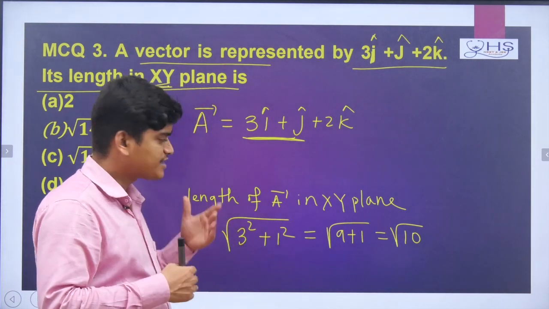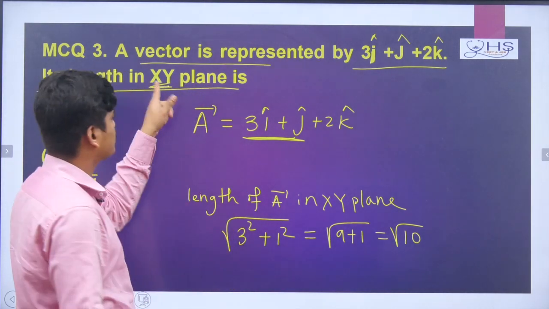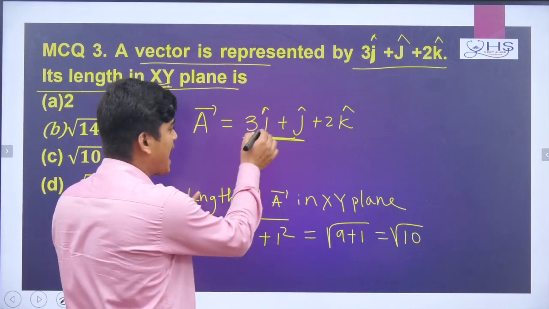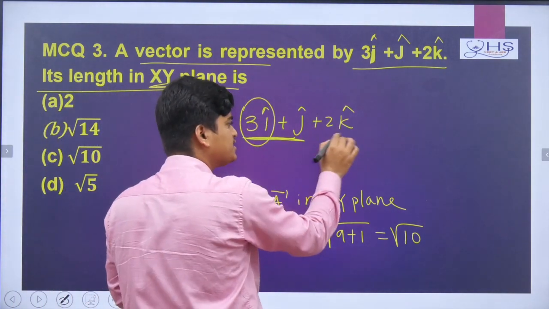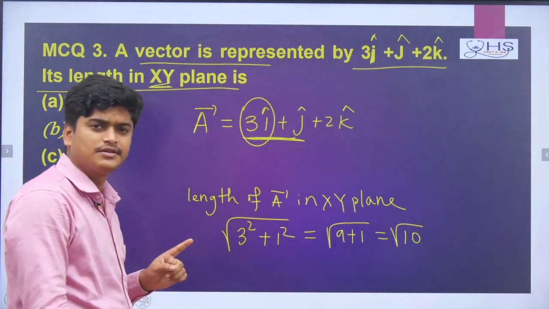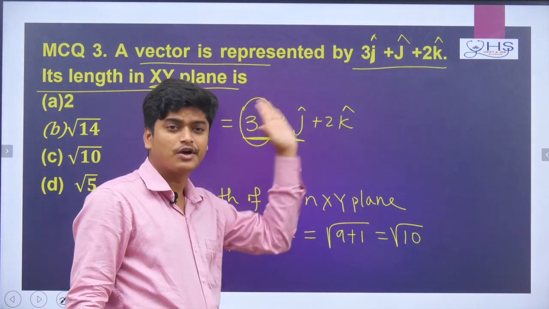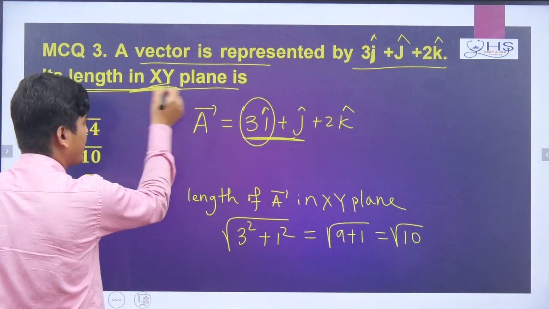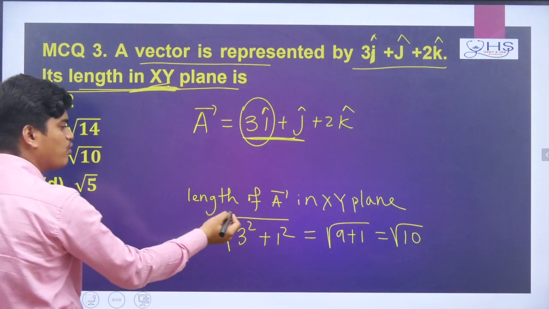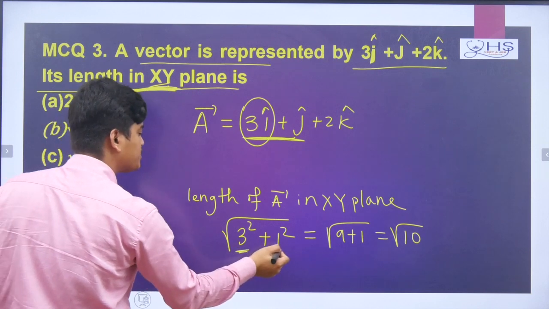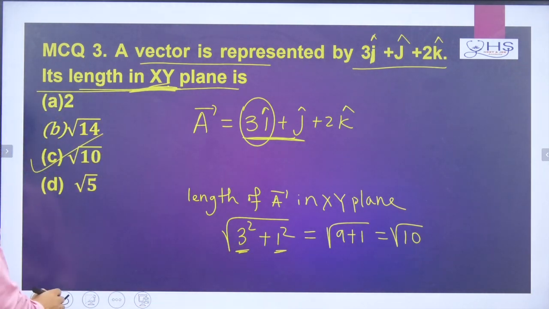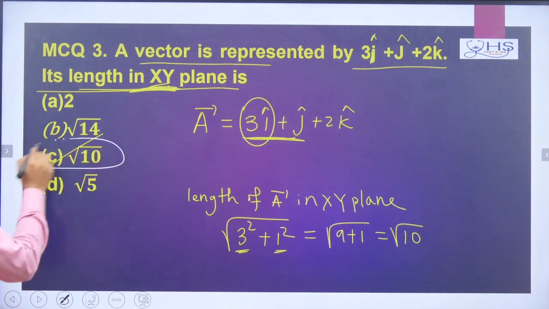Suppose in the same question they are asking, what is the length in the xz plane? Then what will I do? I will take the i coefficient and the z coefficient, that means the k cap coefficient. So 3 square plus 2 square will be the answer. So try to understand, if they are asking the length in the xy plane, then we'll take the i cap coefficient and j cap coefficient squares. So how much is the answer coming? The answer is C. So C will be the answer, root 10.